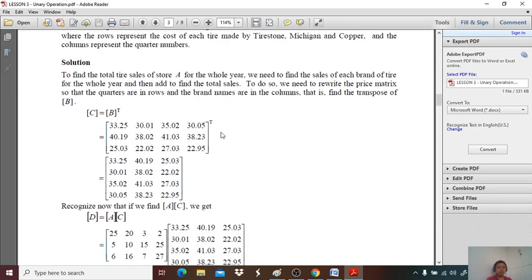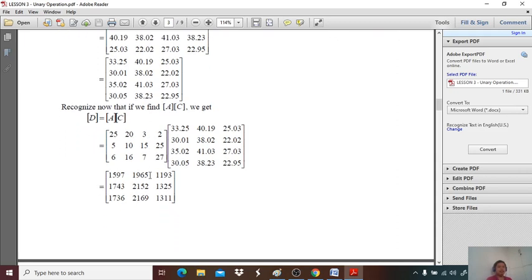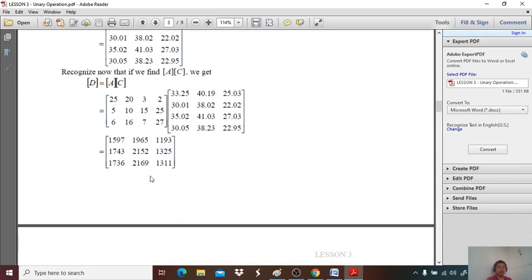So this is the solution. We first have to transpose B. Let the transpose of B equal C. Then we are going to multiply A times C. Then the result is D.